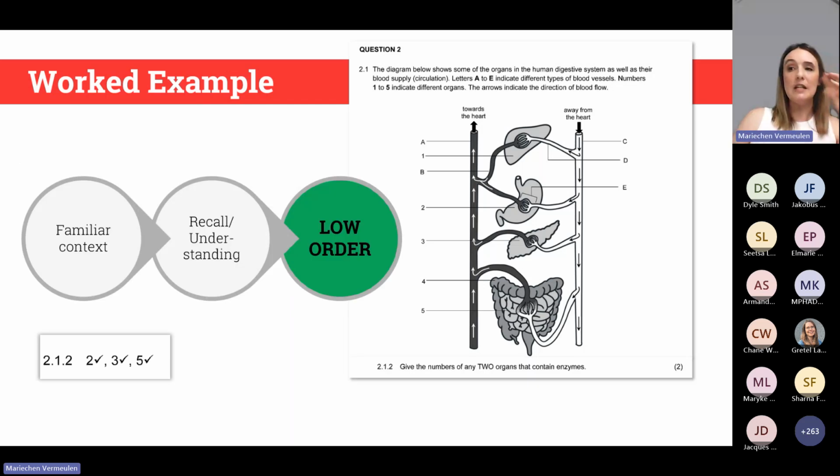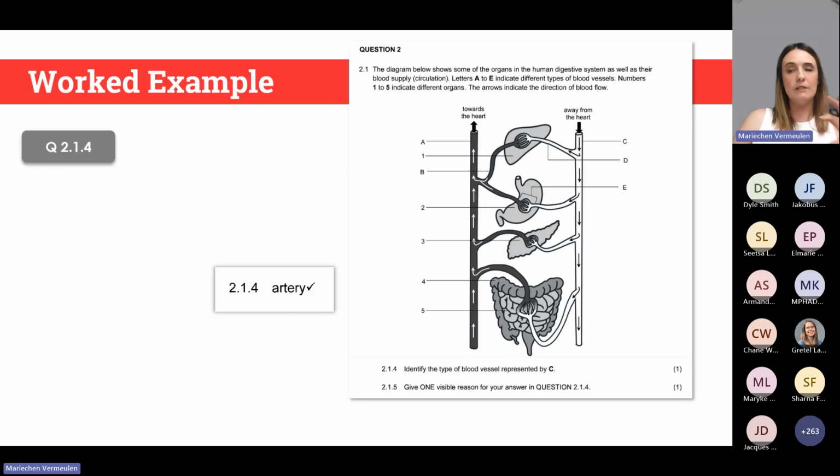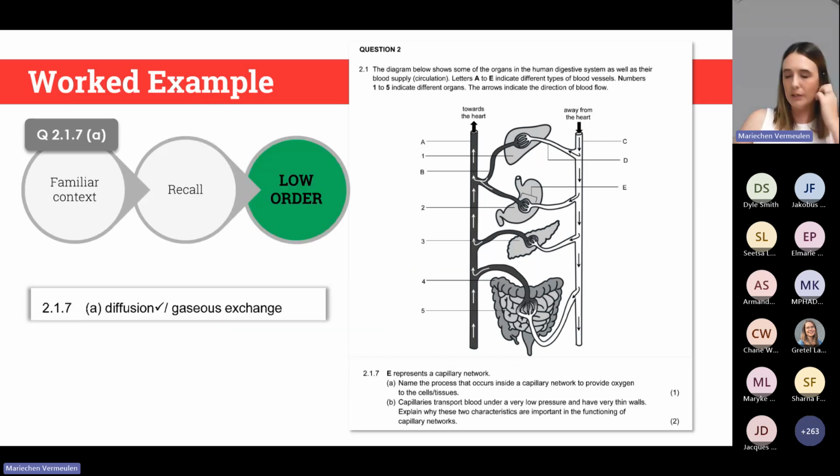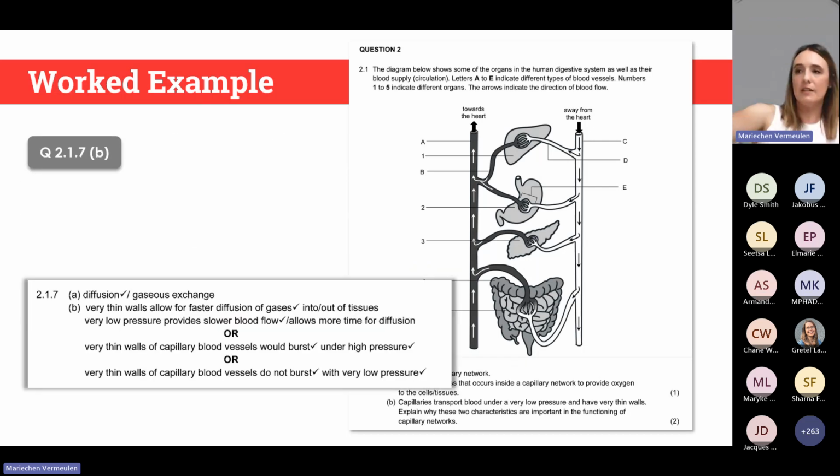So if something was in the question, then you wouldn't give a mark for them writing that in the answer. If we look at something like this, very thin walls, etc., you're going to focus your marks on where they're actually giving you the answer to the question. It's typically phrases for longer questions. So very thin walls allow for fast diffusion of gases. That is a concept that would answer the question. So that tells me what the purpose of very thin walls was. Very low pressure provides slower blood flow.